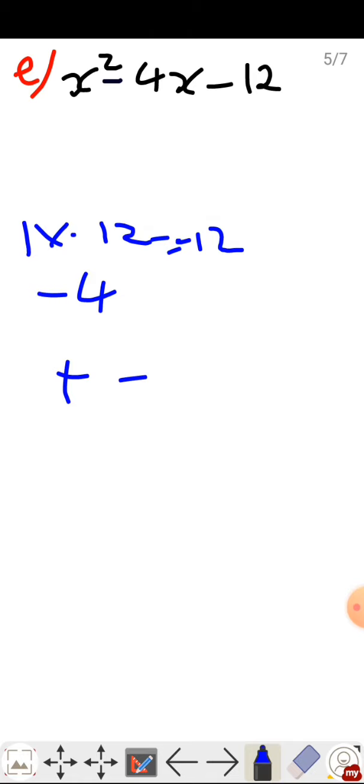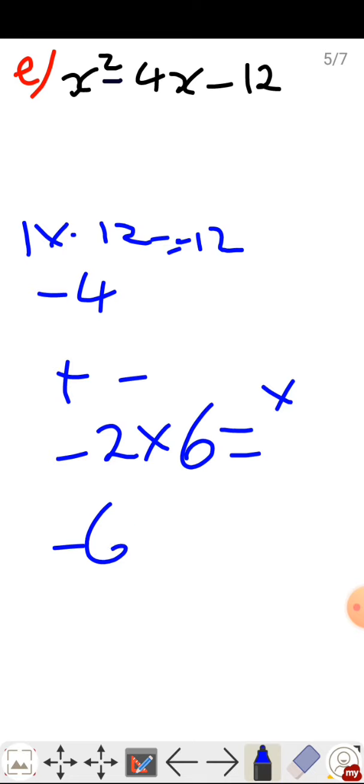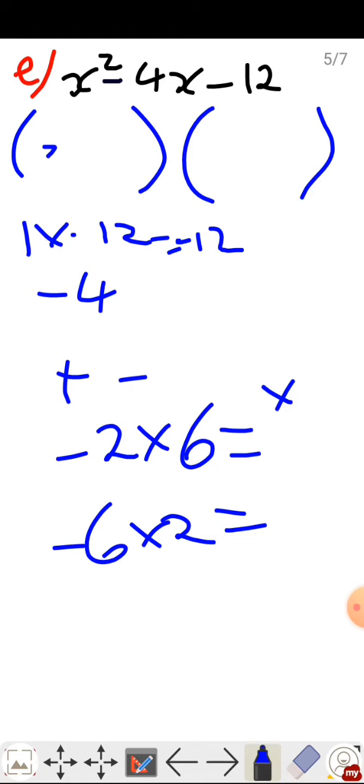So we'll look at the products of 12. Minus 2 times 6. One should be negative and another positive. We get minus 12, yes, but when you add we get 4, so no. So now minus 6 times 2. We do get negative 12 when we multiply, and yes, we get minus 4 when we add. So you open brackets, here our x, minus 6, plus 2. So this is your answer.